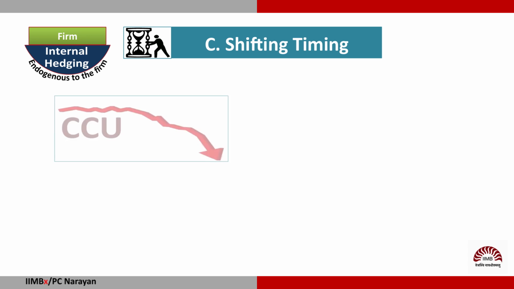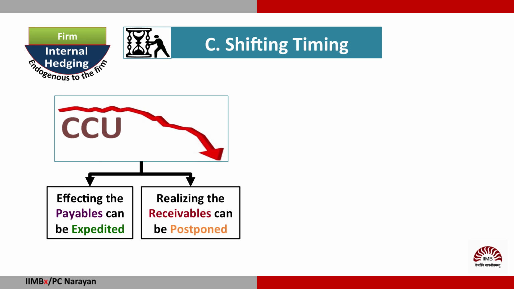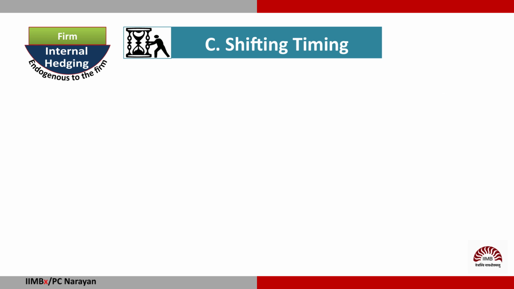185,000. Another effective internal hedging technique is shifting timing by leading or lagging foreign currency payables and receivables. For example, if a country's currency is weakening, effecting the payables can be expedited and realizing the receivables can be postponed. Vice versa, if the currency is strengthening. Let's look at an example.